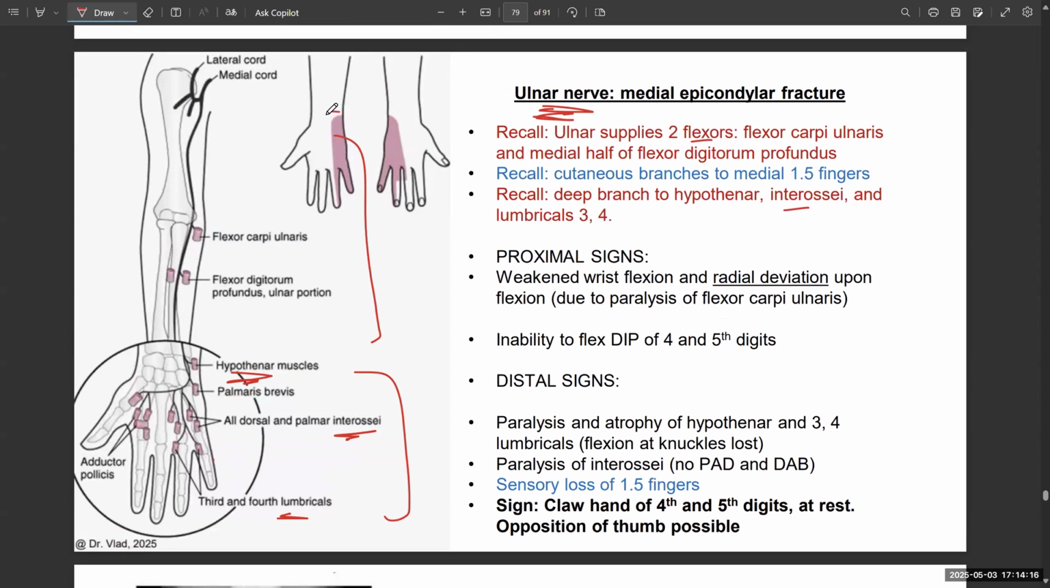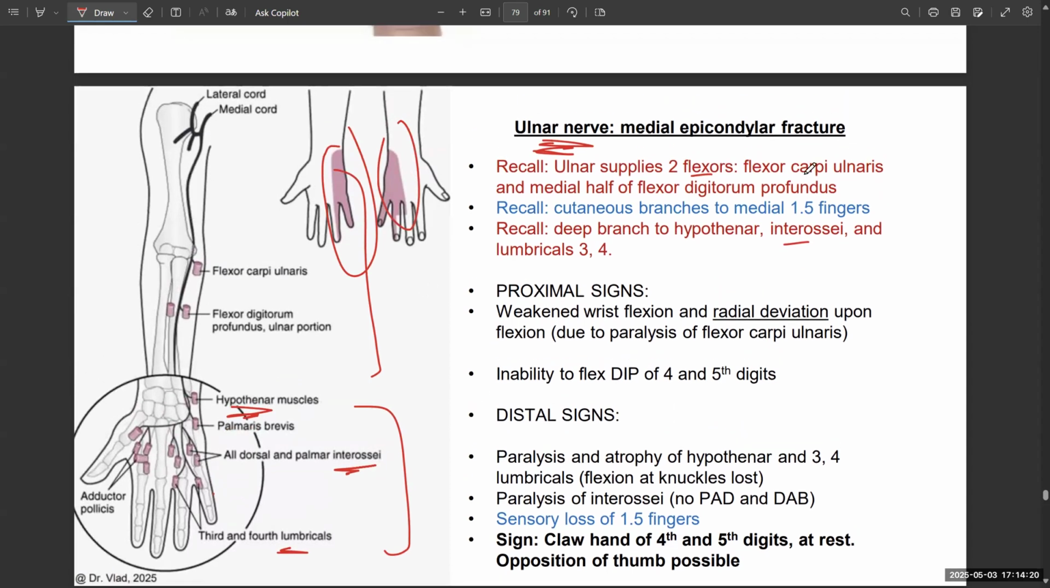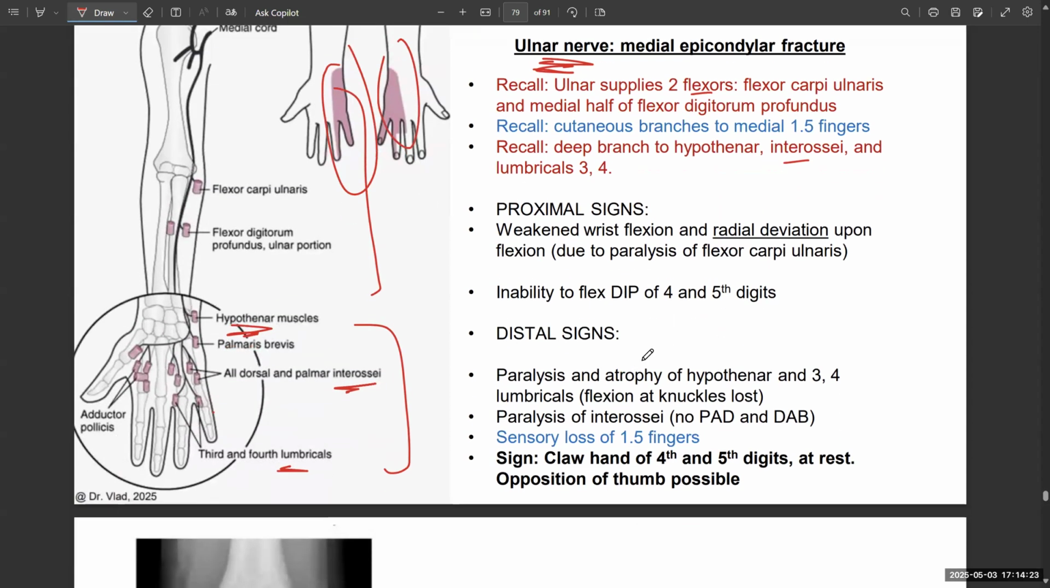You lose sensory innervation over here and over here. And then the sign for this medial epicondylar fracture is claw hand of the 4th and 5th digits at rest. Now, if you have a patient who comes to the emergency room or the exam room, and you see that his hand is fine, but his 4th and 5th digits are kind of clawing. You can see them clawing a little bit, and it's at rest. You're not asking him to do anything. That means that you're dealing with a lesion of the ulnar nerve.